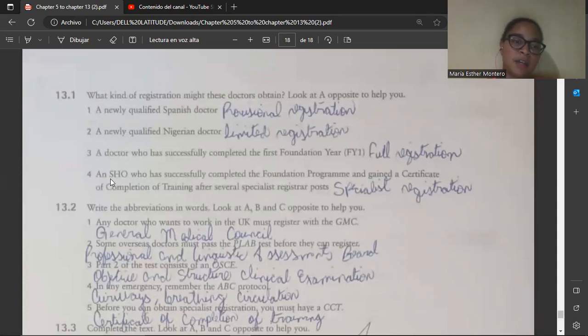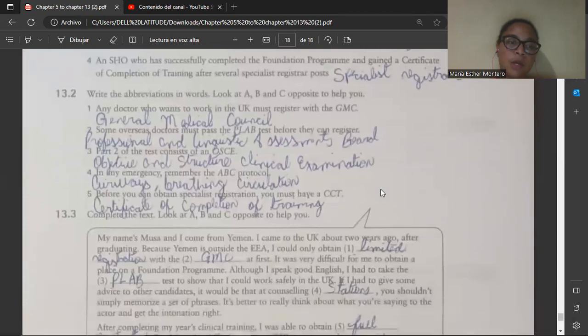An SHO who has successfully completed the foundation program and gained a certificate of completion of training after several specialist registrar posts: specialist registration. 2. Write the abbreviations in words. Look at A, B, and C opposite to help you.